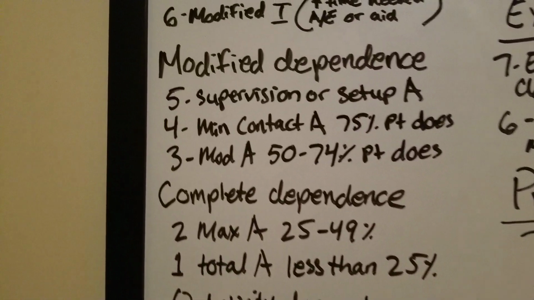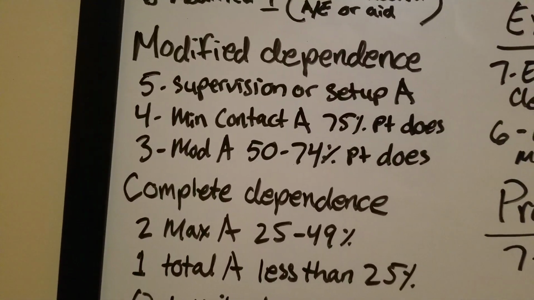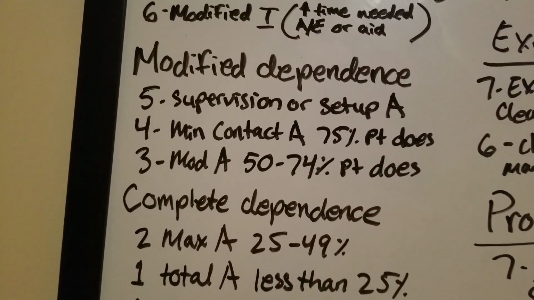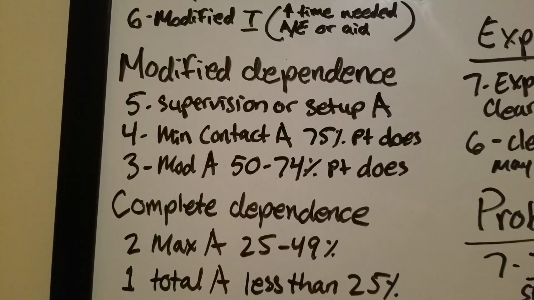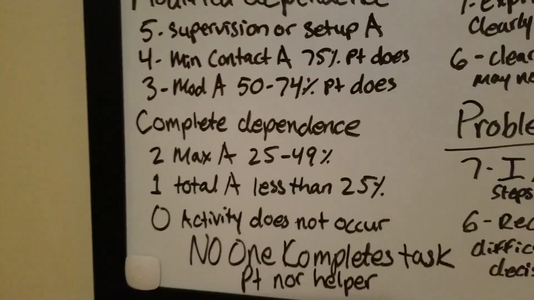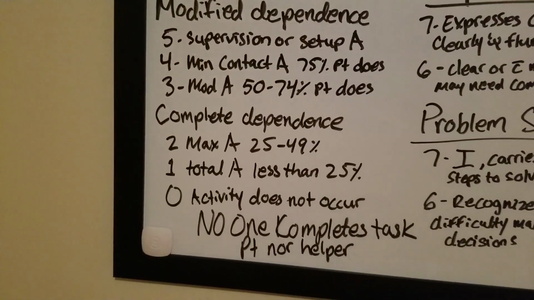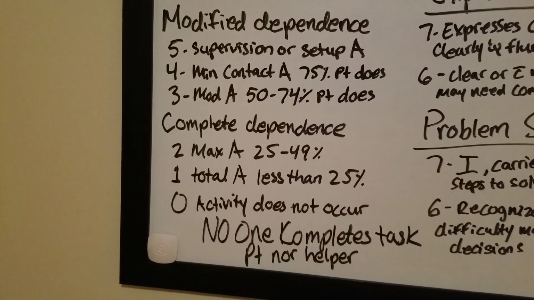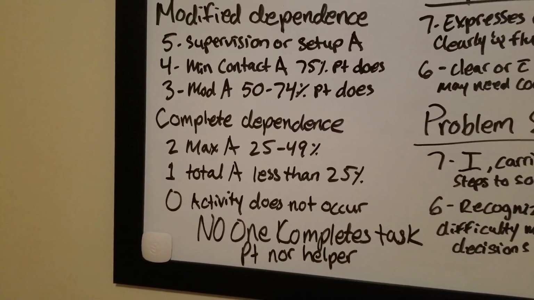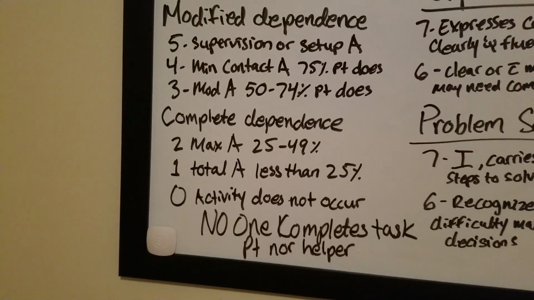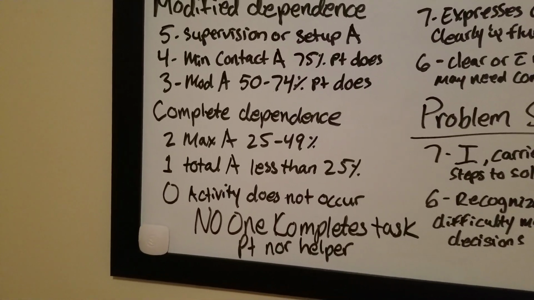So modified dependence, 5 is supervision or setup assist. 4 is minimum contact assistance, which means the patient does 75% of the work. 3 is mod assist. The patient does 50 to 74%. Then you come down to the complete dependence. 2 is a max assist, where the patient does 25 to 49%. 1 is a total assist, so the patient is doing less than 25%.